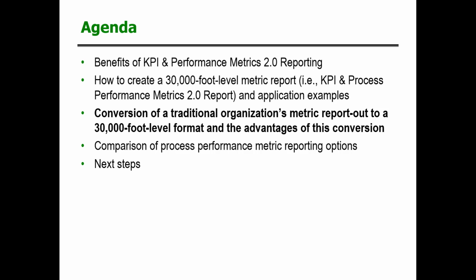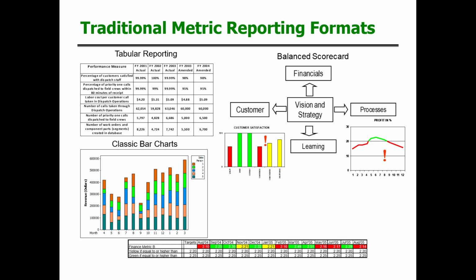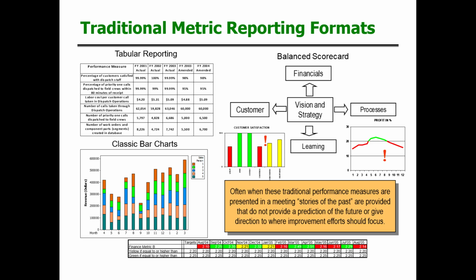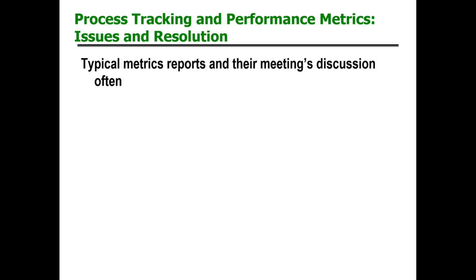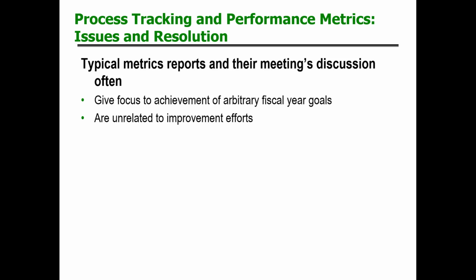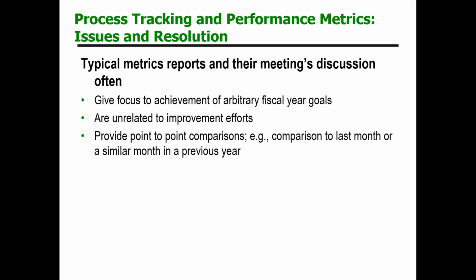Conversion of a traditional organization's metric report-out to a 30,000 foot level format and the advantages of this conversion. Traditional metric reporting formats could be a table of numbers, classical bar chart, red, yellow, green scorecards, or balanced scorecards. However, often when these traditional performance measures are presented in a meeting, stories of the past are provided that do not provide a prediction of the future or give direction to where improvement efforts should focus. Typical metric reports and their meeting discussions often give focus to achievement of an arbitrary financial goal for the year, are unrelated to improvement efforts, and provide point-to-point comparisons, for example, comparison to last month or a similar month in a previous year.